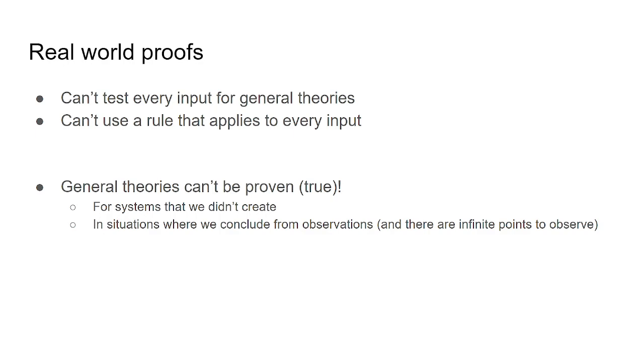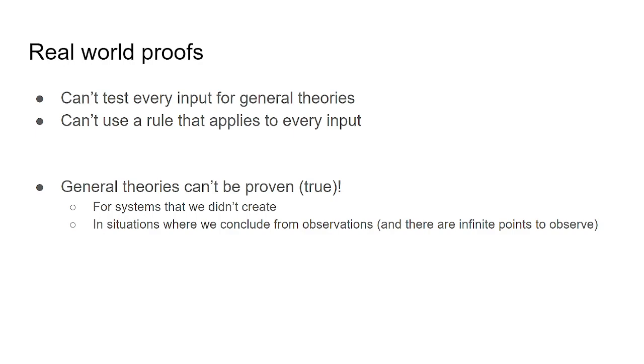But what about the real world? Again, you generally can't test every single possible input if you have a broad theory. But in the real world, you can't use a rule that applies to every input either, because in the real world, we didn't create the rules that govern the system, so we don't know what they are. We can try and make guesses, but we can't prove our guess because there's no rule that covers every single possible case. And again, you can't test every single possible case. So you can't prove your general theories true, because you would have to test an infinite number of points, which you can't do.